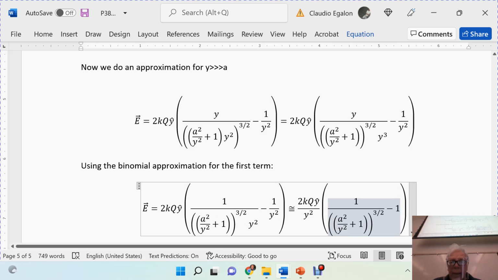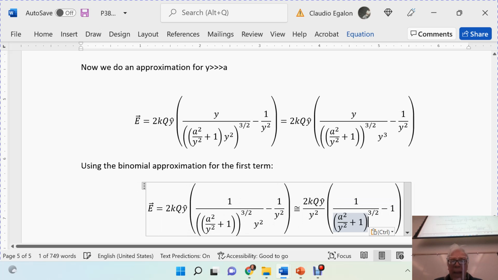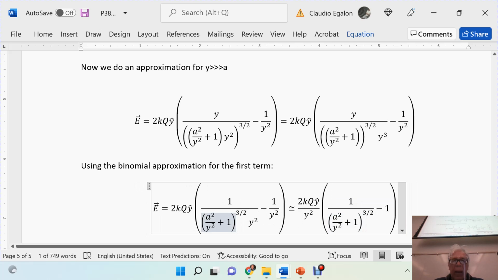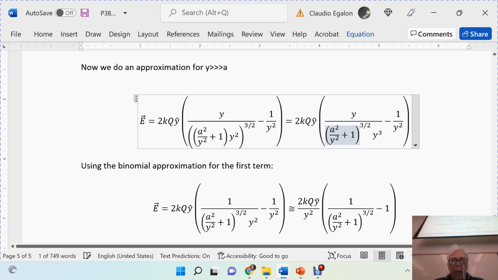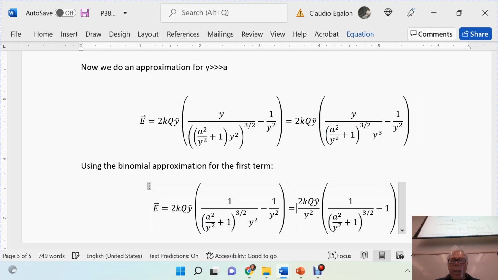Can I do better than that? Make it look cleaner? Yes, I can make it look cleaner. Eliminate one of the parentheses. We didn't need the parentheses here either, right? We didn't need the parentheses here either. So make it look nicer. For now, it's still an equality, right? Let me put the equality back, and now I'm going to use the approximation.